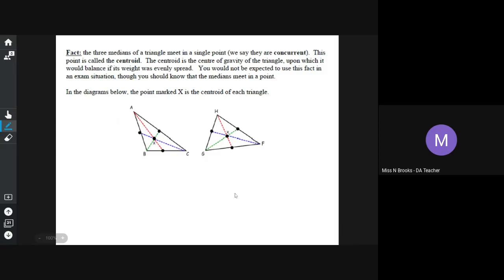So we have concurrent medians, so they're meeting at a single point, and this point is called the centroid. And the centroid is also the center of gravity of the triangle. So that's where you'd have a point of equilibrium, where everything would balance if the weight was evenly spread. Again, you're not expected to know this for an exam, but it's quite interesting to see that the medians meet in the center of both of these triangles at the point called the centroid, marked with an X.